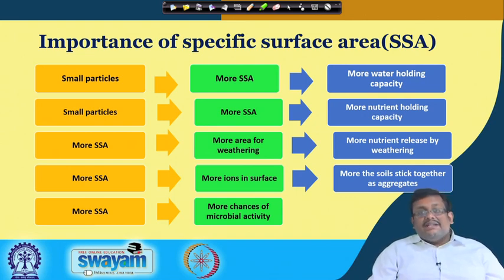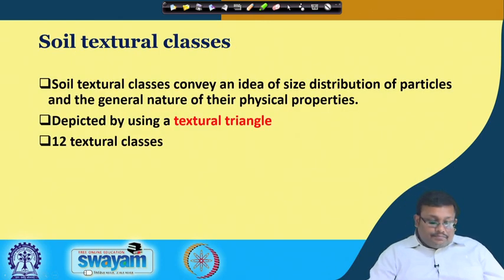So, this is the implication of specific surface area, and more specific surface area also helps in more chances of microbial activity. So, these slides basically show in a comprehensive way the importance of specific surface area, and obviously these changes in specific surface area are very apparent when you go from sand to silt to clay particles.